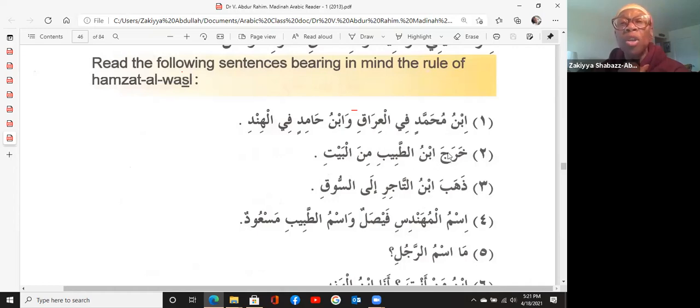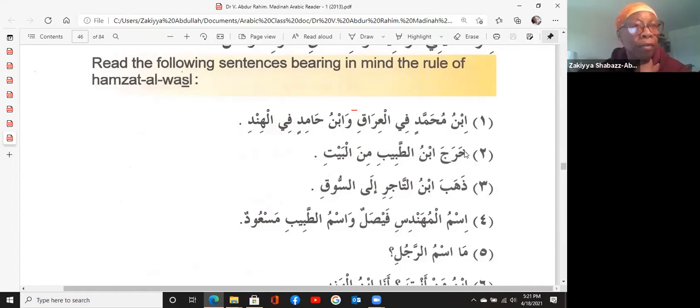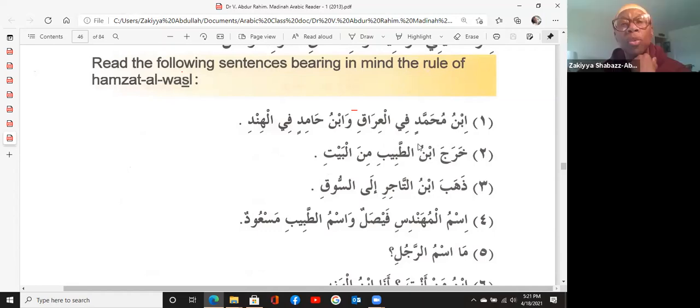So for homework, you want to write these 6 sentences out. You want to read them, of course, and you're going to translate them, so you know what it is you are reading. Of course, you're going to probably have to use your vocabulary, because in your book, all the vowels are not there. So you're going to have to look up the words.